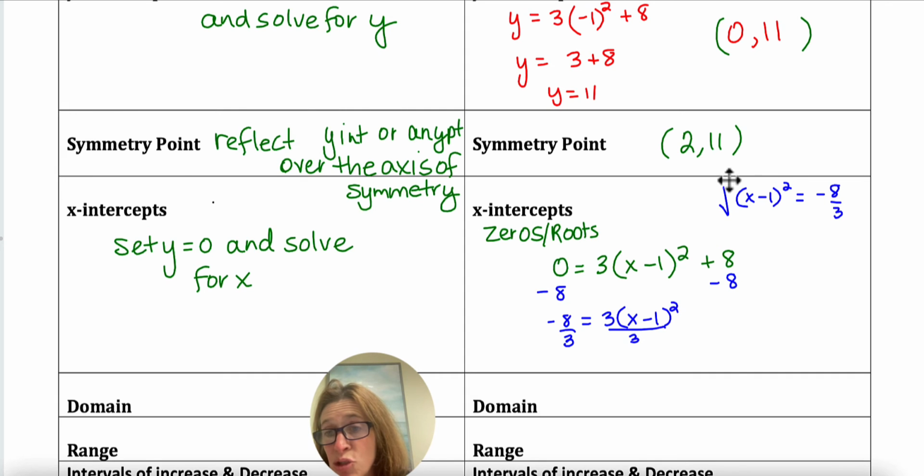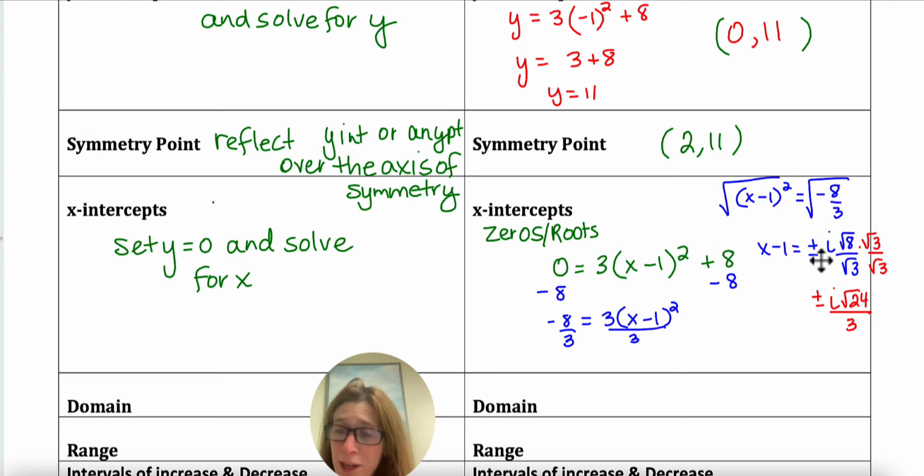I'm going to take the square root of both sides. So x minus 1 equals plus or minus, let's see, that's going to give me i root 8 over root 3. Yuck, I have to rationalize the denominator and simplify. So I'm going to multiply by root 3 over root 3, which is going to give me plus or minus i root 24 over 3. Root 24 can be simplified into square root of 4 times square root of 6. So that would be plus or minus 2i root 6 over 3.